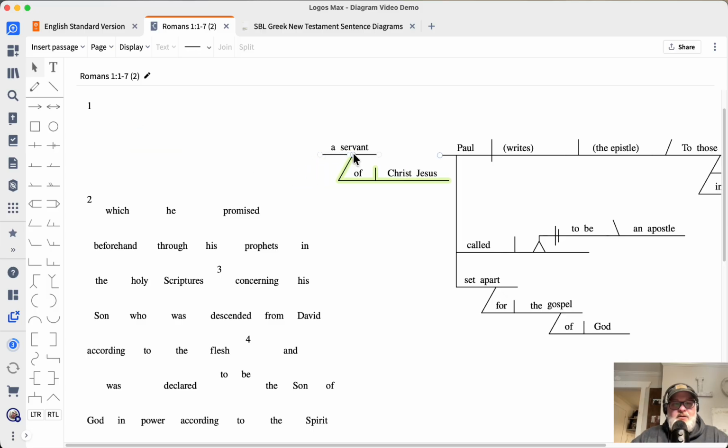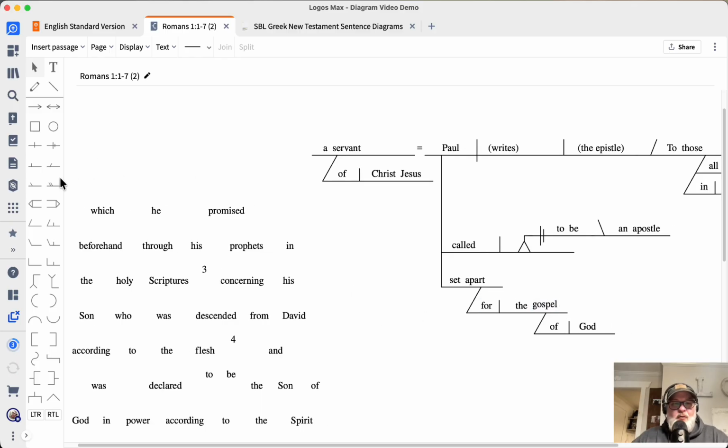And then, as you know, with the appositives, we signal appositives with an equal sign. I'll connect it here. And there we go.